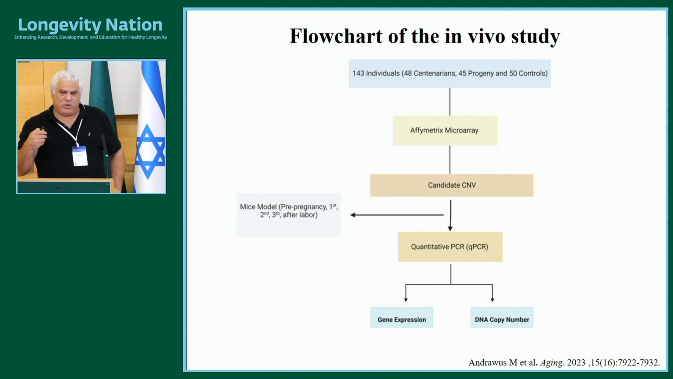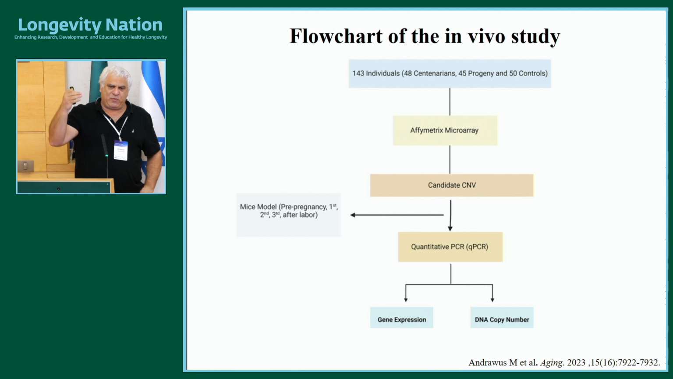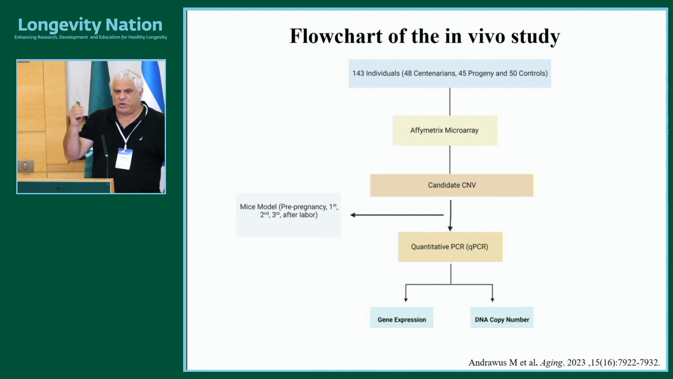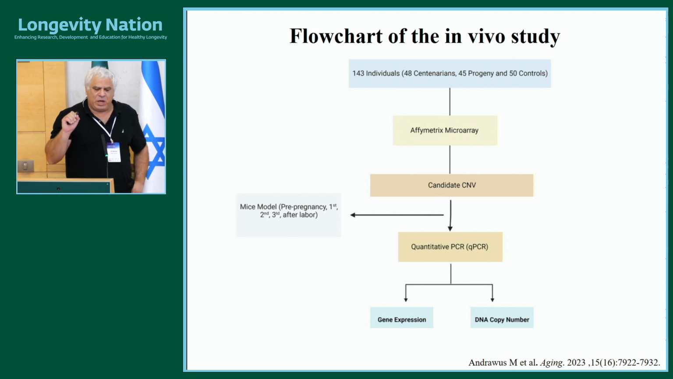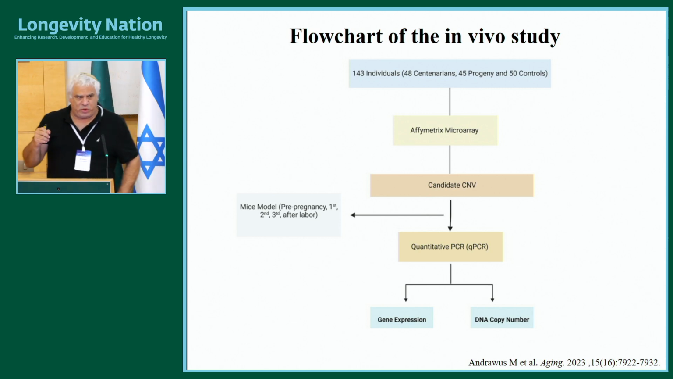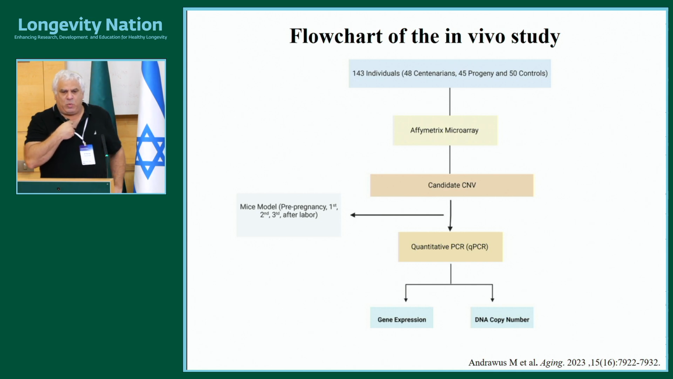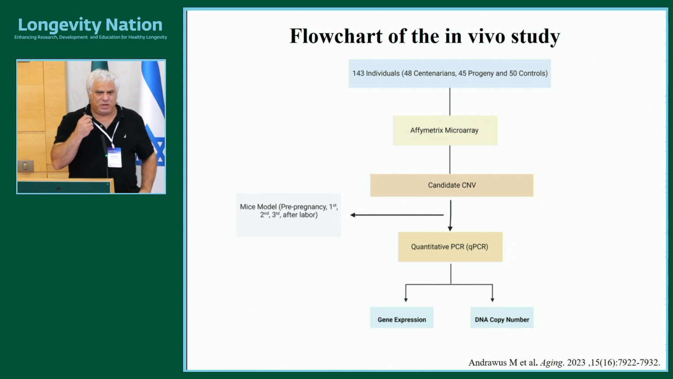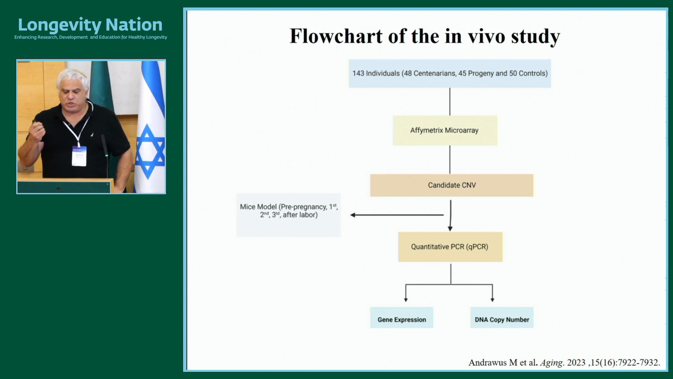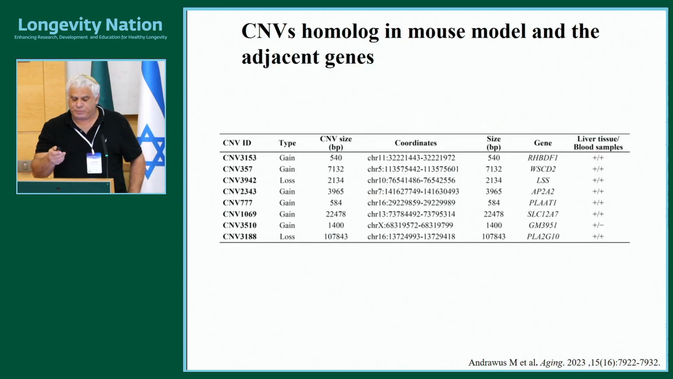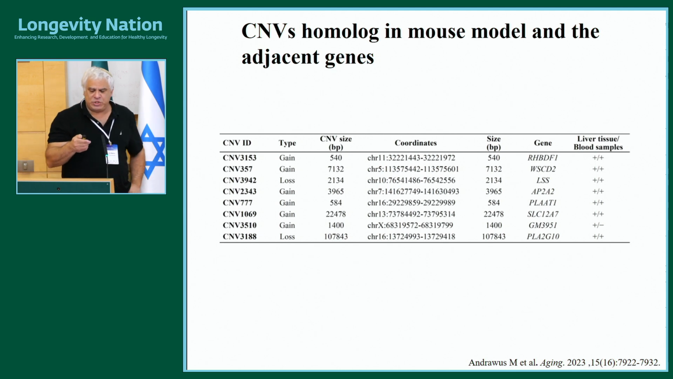After we counted CNVs, we did the analysis and scanned for CNVs that distribute differently between centenarians and control, and we took those candidate CNVs and went to a mouse model in collaboration with Chaim lab. We did quantitative PCR on the pregnant mice, and we measured the gene expression as well as the DNA copy number. Those were the CNV homologs in the mouse model and the adjacent genes, meaning we did not just look for the DNA marker, we looked for the adjacent genes located next to them in order to see if these changes in CNVs affect the expression of those genes.